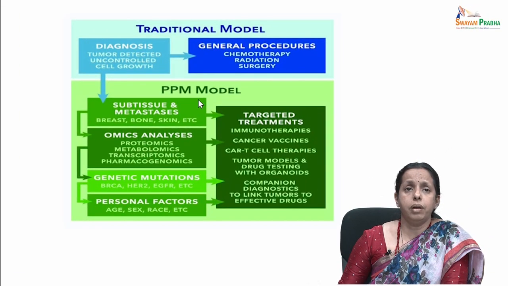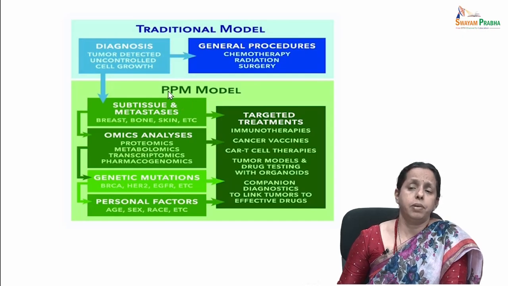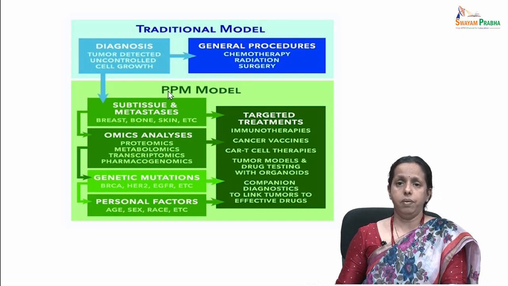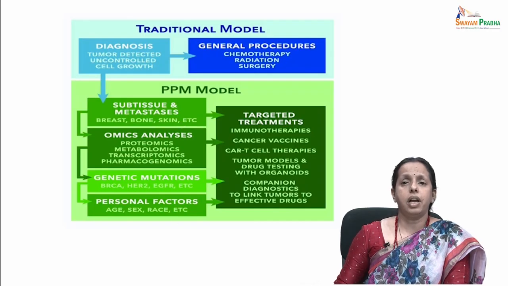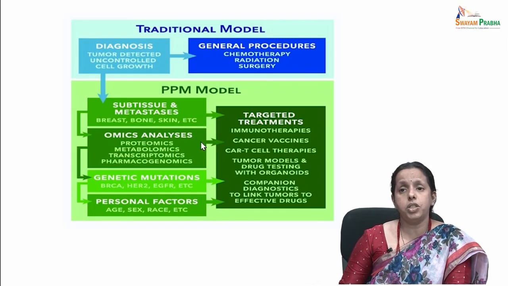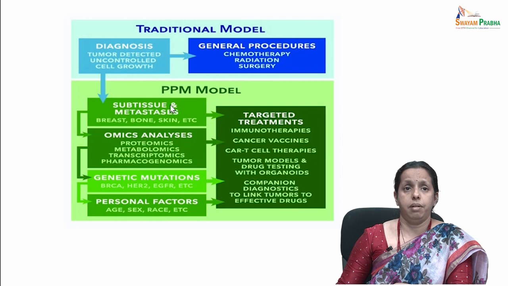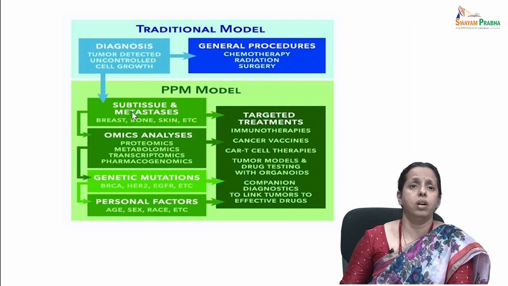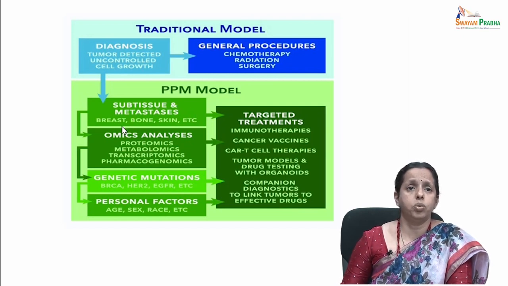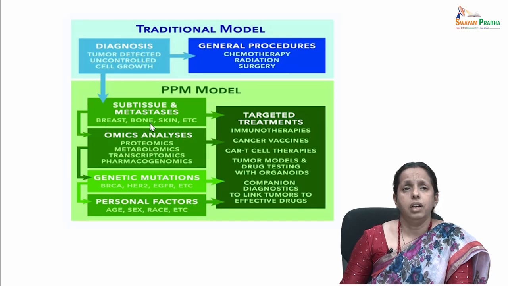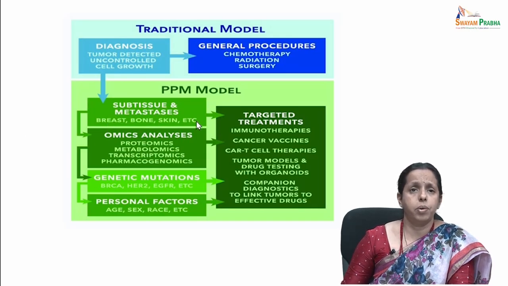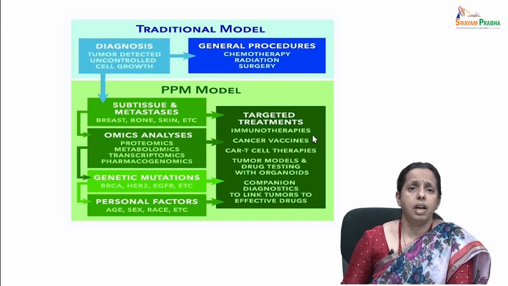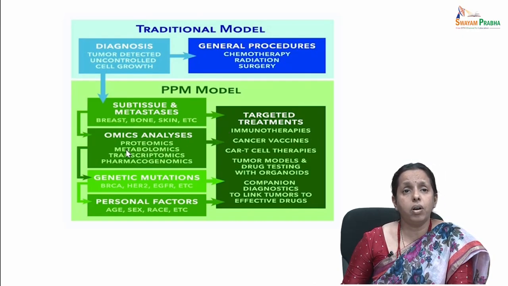Then you have the PPM, the personalized precision medicine model, which is characterized by individualized treatments as well as an individualized diagnostic approach. Suppose you have your tissue, then metastasis, like your breast, the luminal and the non-luminal, and then the bones, the skin. Each one will have its targeted treatment. Then you have immunotherapy. Then, very important, is your omics analysis, your genomics.